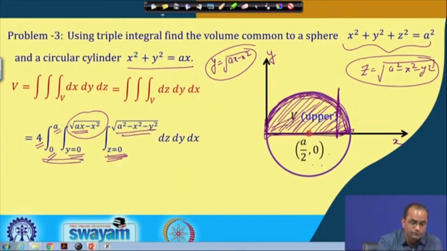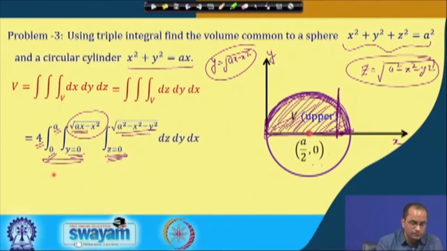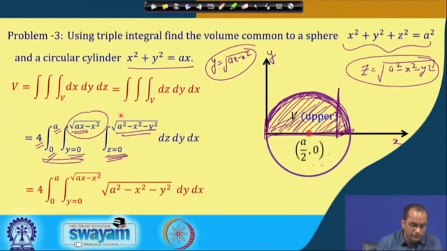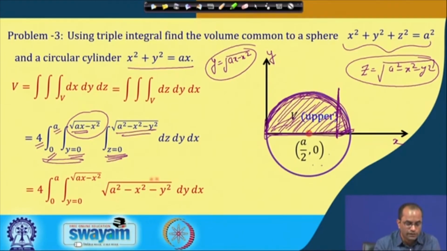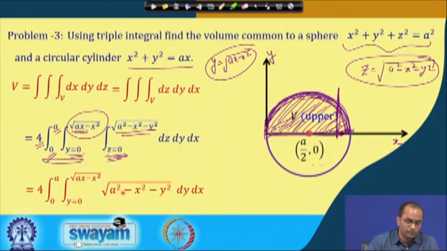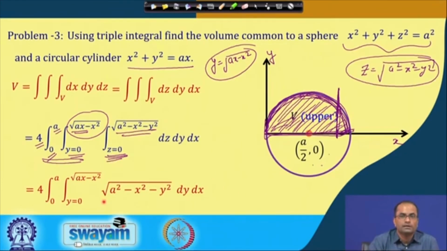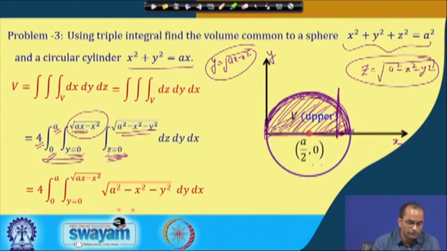So, now we need to just do the evaluation for this integral, and we can do the inner one first with respect to z. So, that will be z and then the upper limit, square root of a square minus x square minus y square, dy dx. And now this is the double integral which we are well familiar with. So, we can easily evaluate this integral.